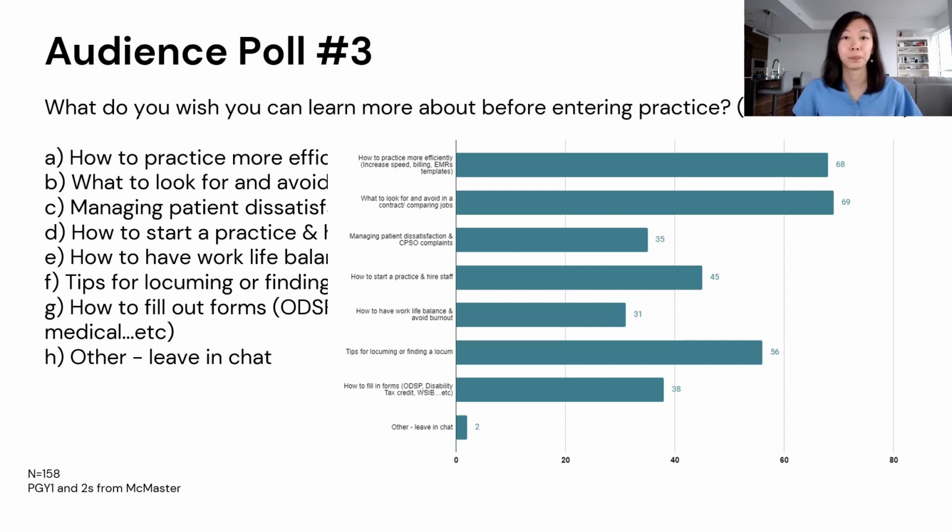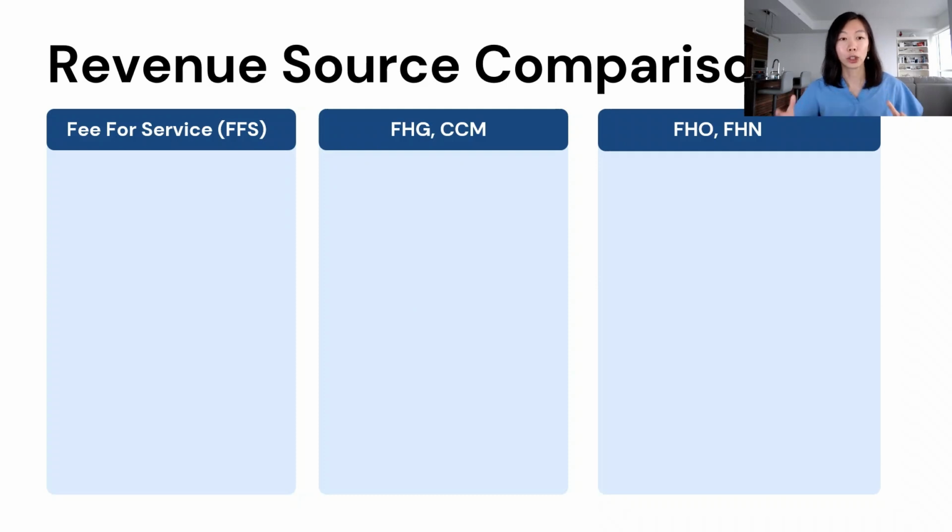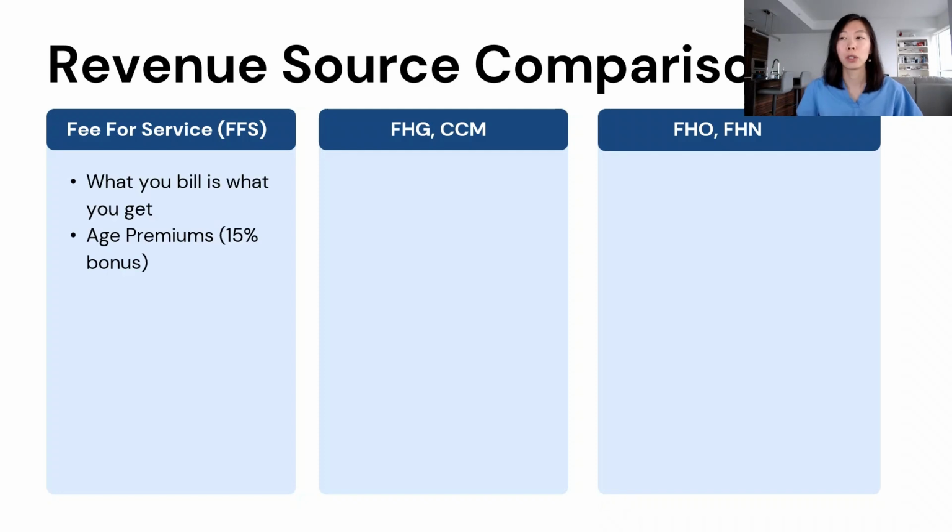So throughout my lecture, I talk about these terms: fee-for-service, family health group, and family health organization. Those are the different types of practice models in Ontario to join if you're a family doctor. And when it comes to learning about billing, of course, fee-for-service is the simplest way to bill, because what you bill is what you get, and you sometimes get these premiums as well.